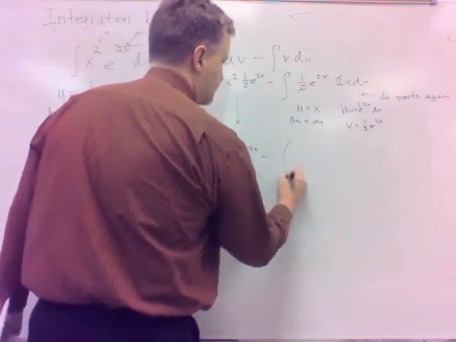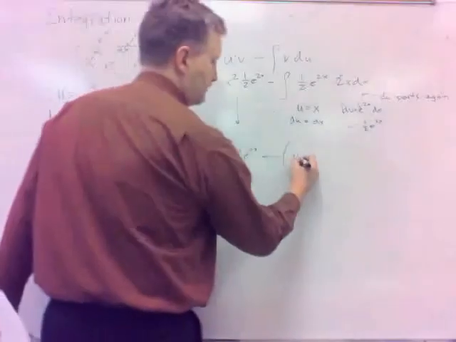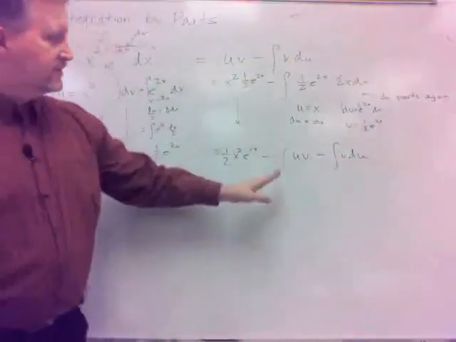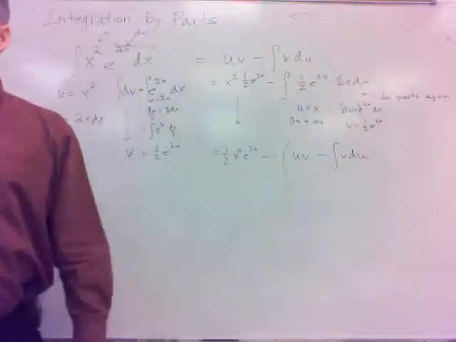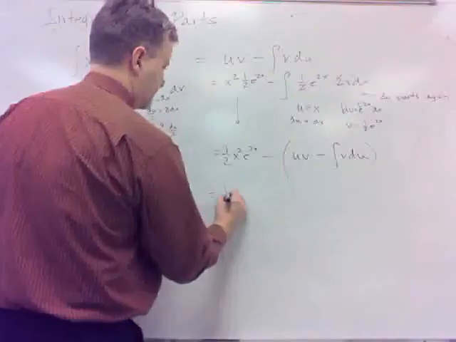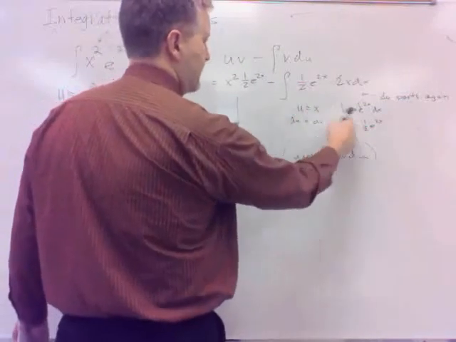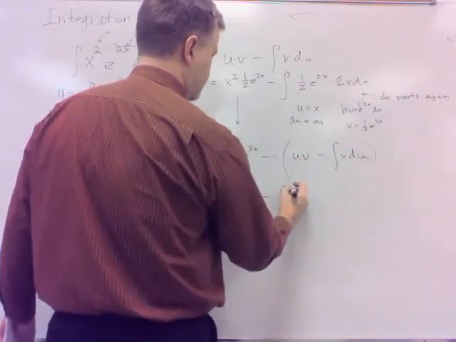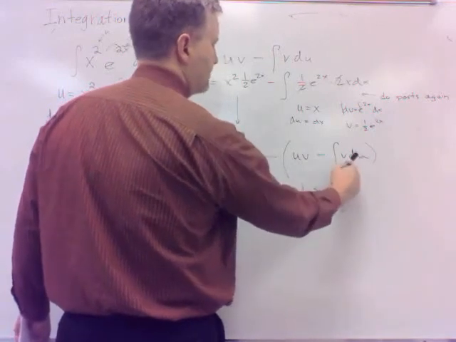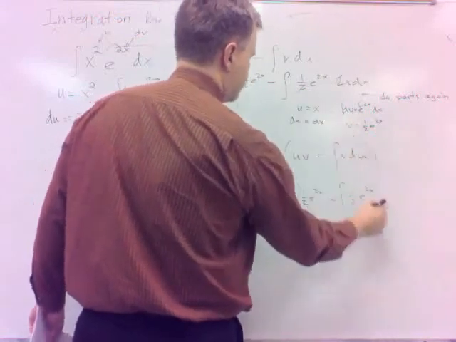Now, this is minus, but I'm going to do the parts again. So it's going to be minus uv minus the integral of v du. So what's going to happen there? Well, it's going to turn into minus uv and plus the integral of v du, right? Because it's behind the minus. So that's one thing to be careful about there. So this is 1/2 x squared e to the 2x minus uv, so it'd be x times 1/2 e to the 2x, minus the integral of v du, 1/2 e to the 2x times du, which is dx.